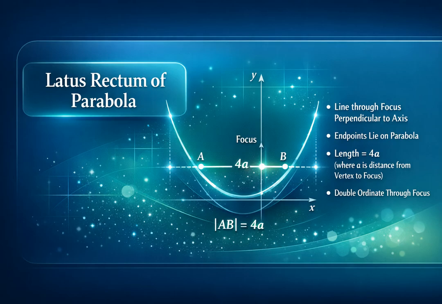The latus rectum of a parabola is a line segment through the focus, perpendicular to the axis, with endpoints on the parabola. Its length equals 4a, where a is the distance from vertex to focus.